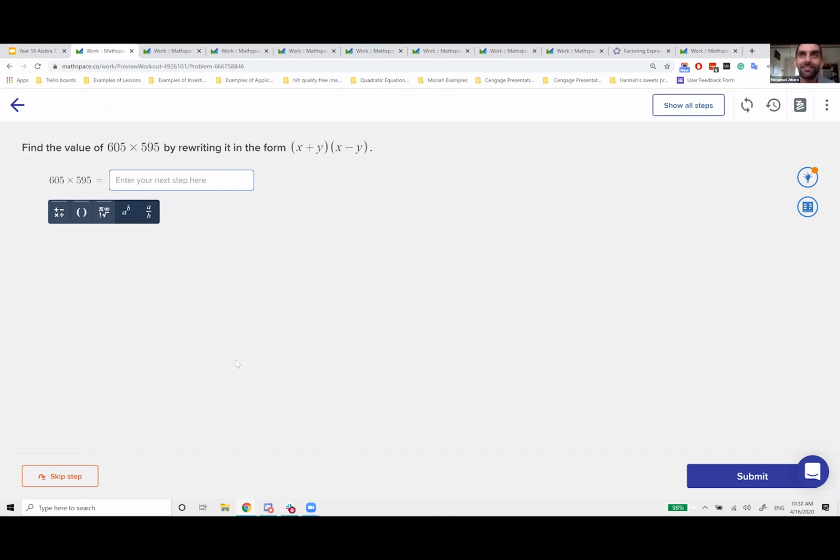As you're thinking about it, feel free to share in the chat if you have worked out good values to choose for x and y to make this calculation easier.